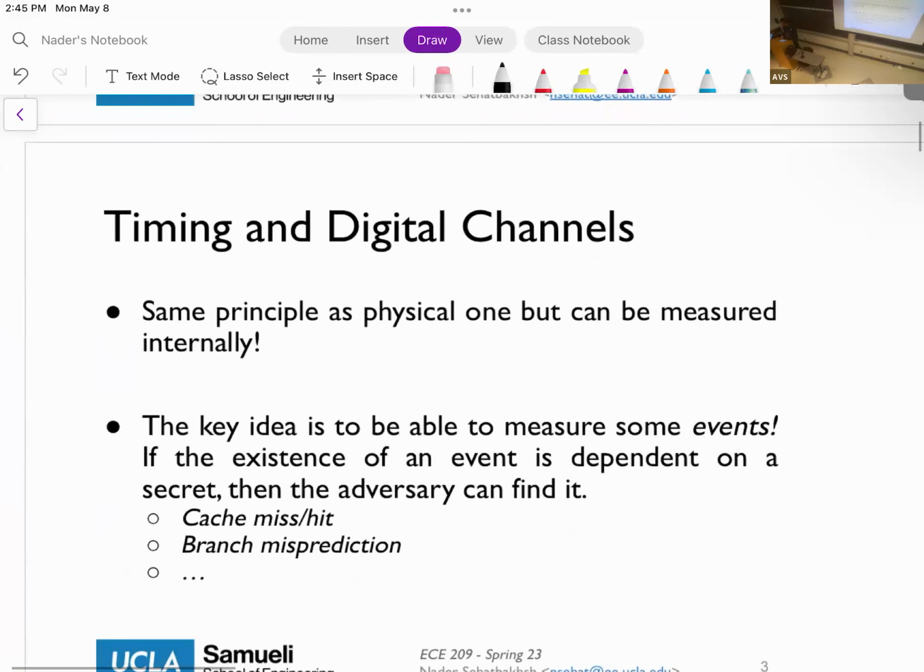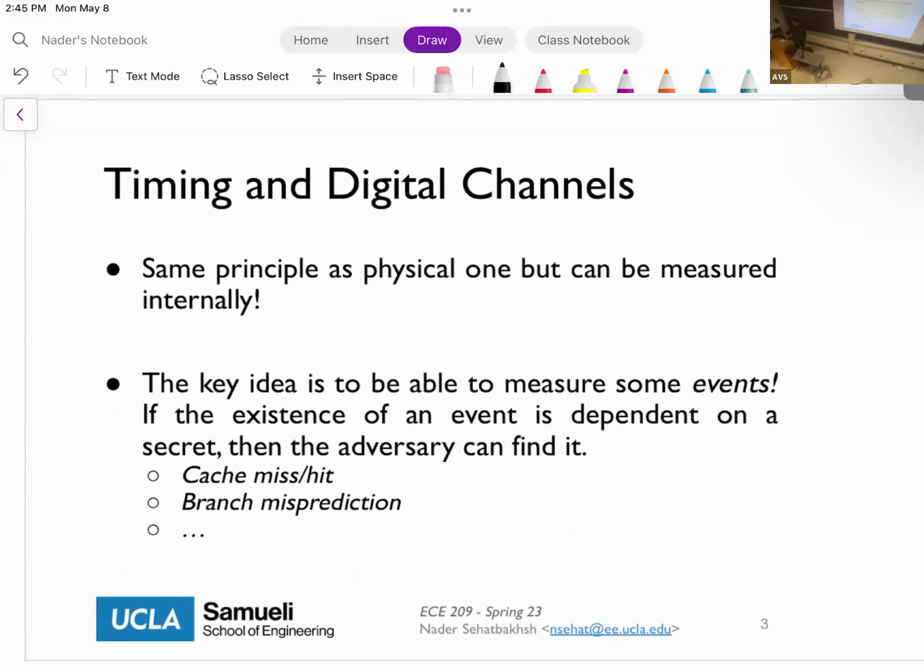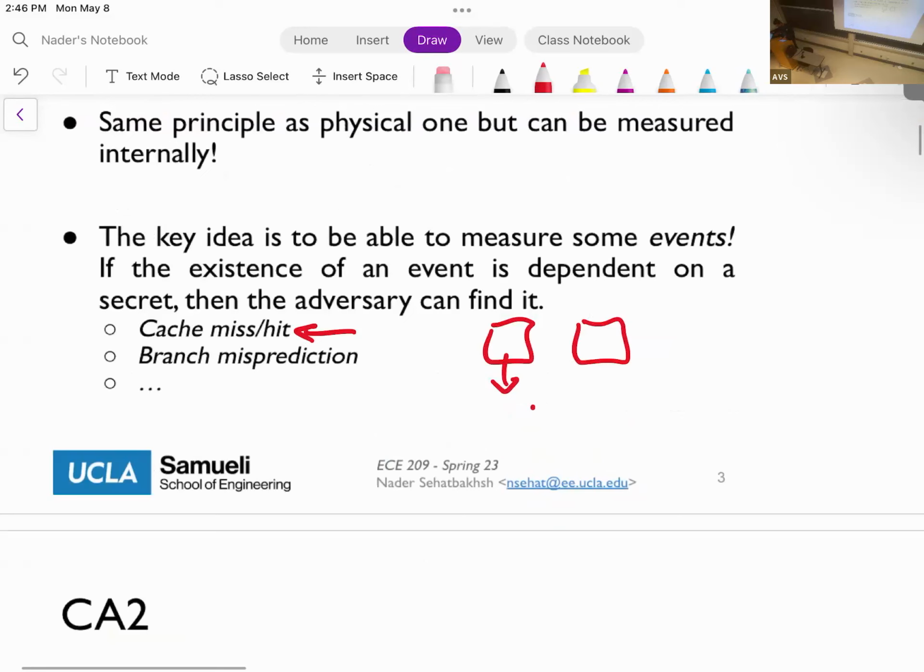There's also a counterpart for physical side channels, that is timing side channels and digital side channels. The difference is that it can be measured internally, not just because of the change in power, but more because of some different events that are happening. For example, let's say I can understand whether there is a cache miss or a hit in this program. So if there are two applications, and this application does something like: if s equals 1, do x, else do y.